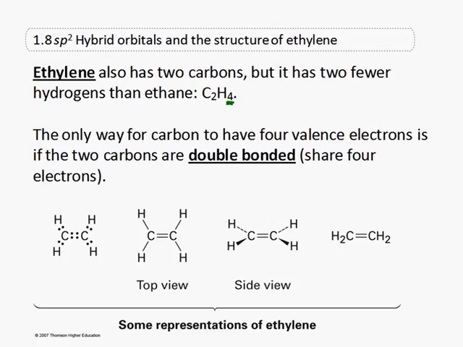In order for carbon to keep its 4 valence electrons and form its 4 bonds, we have to make a structure where the 2 carbons are double bonded together. So here we've got the 2 carbons in the center of the molecule. Each carbon has 2 hydrogens attached to it, and we then have a double bond. We can indicate that double bond a couple of ways using these dot structures here.